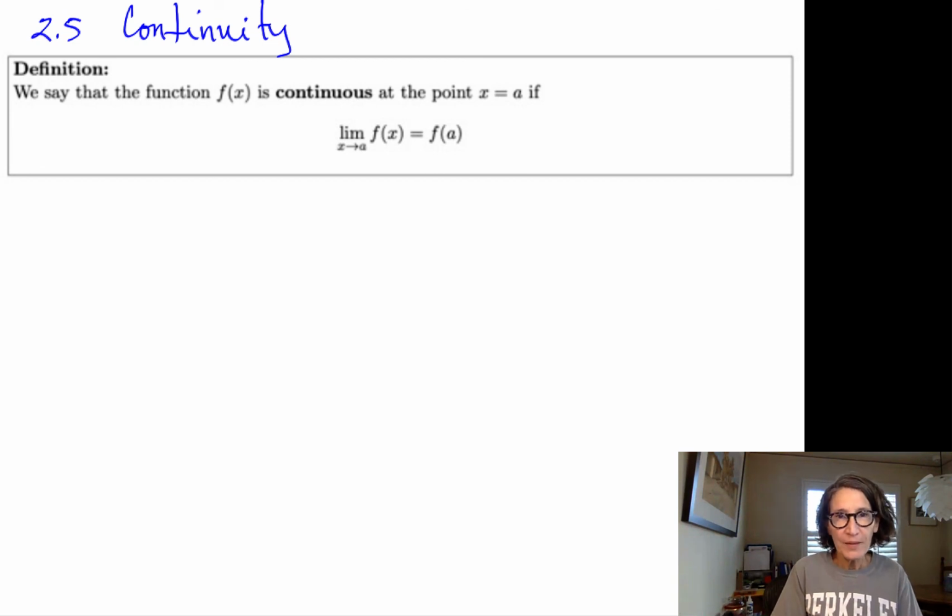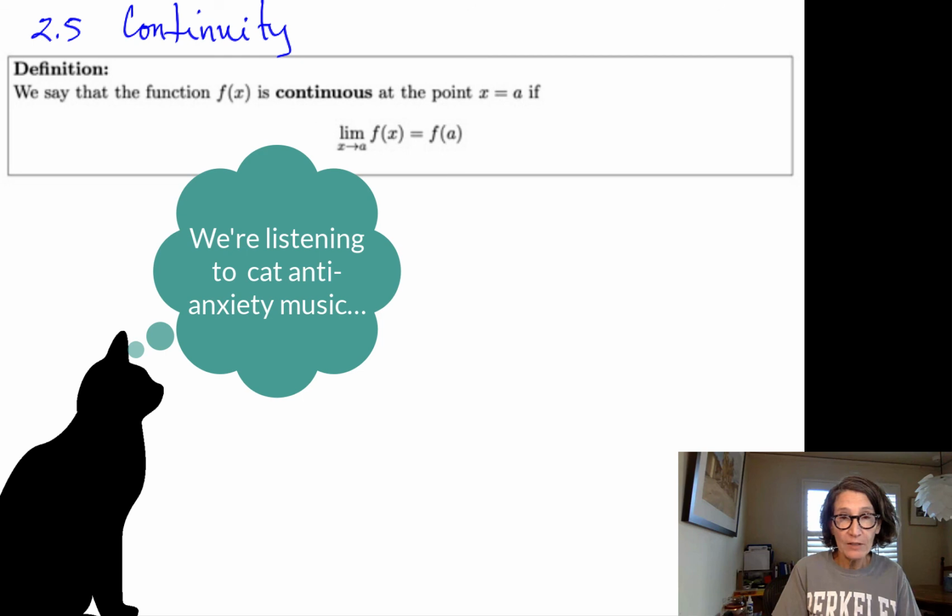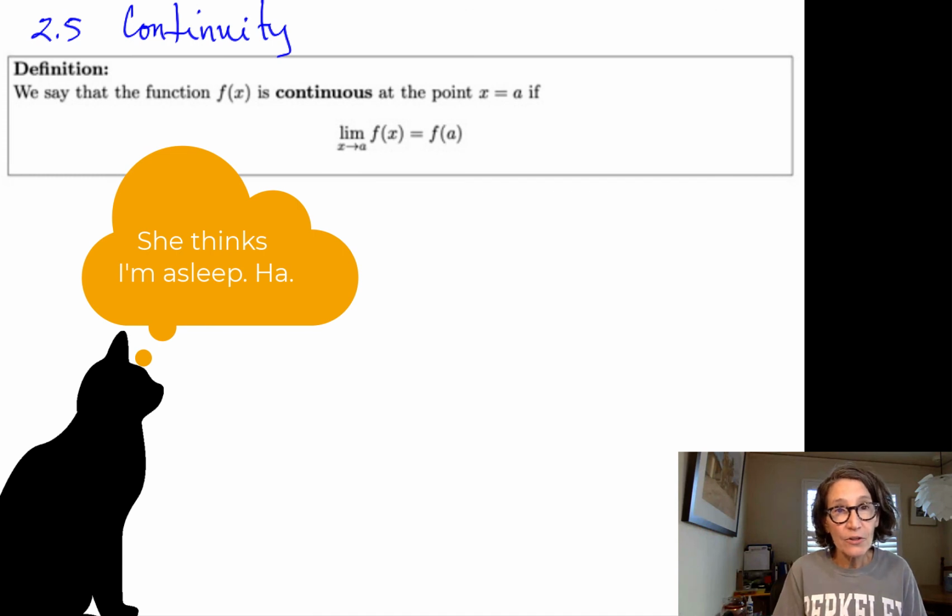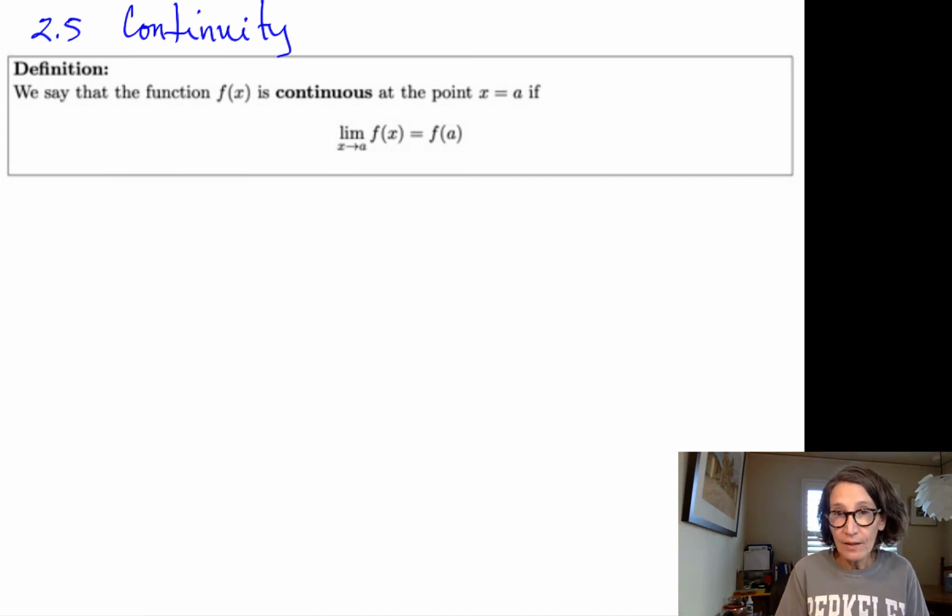Hi, welcome back. In this video, we're going to explore the definition of what it means for a function to be continuous at a point. So here's the definition. It says that the function f of x is continuous at the point x equals a if the limit as x approaches a of f of x is equal to f of a. So let's explore this definition with a specific function.